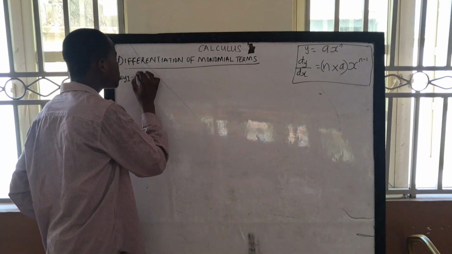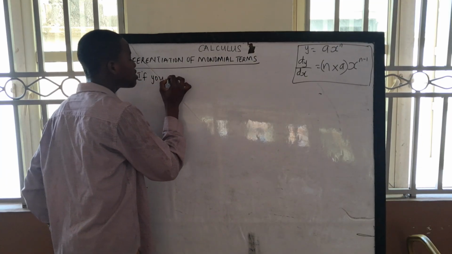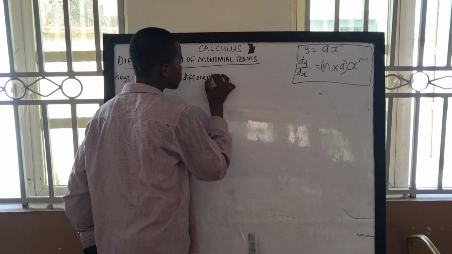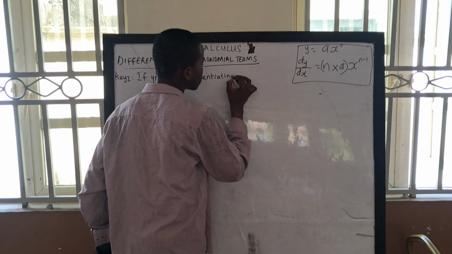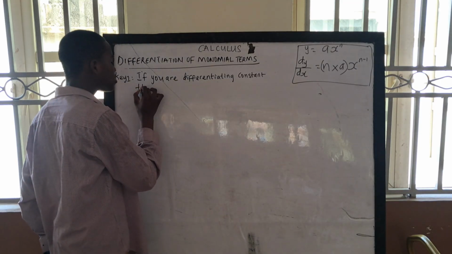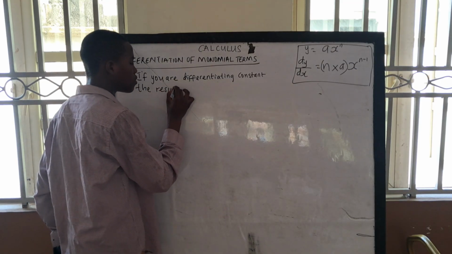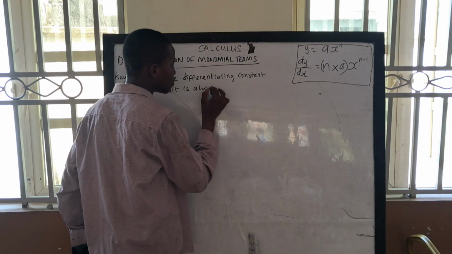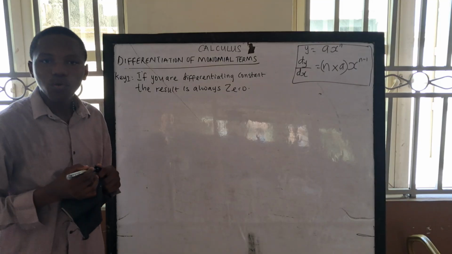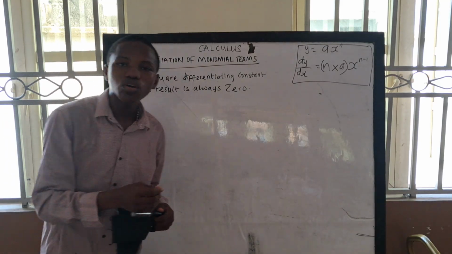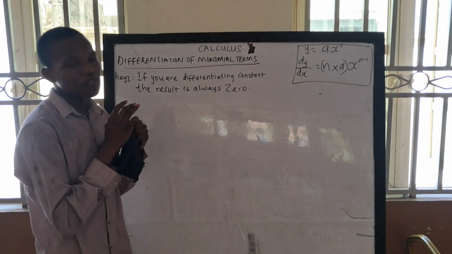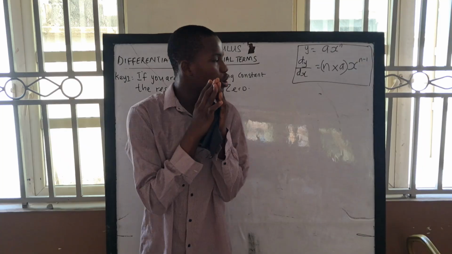If you are differentiating a constant, the result is always 0. That is, the differential coefficient of a constant is what? 0. If you differentiate a constant, it's always what? 0. Now what do I mean by this? I'll show you. Anytime you are differentiating a constant, your result is always 0. What do I mean by this?